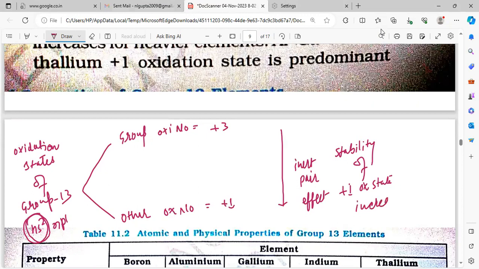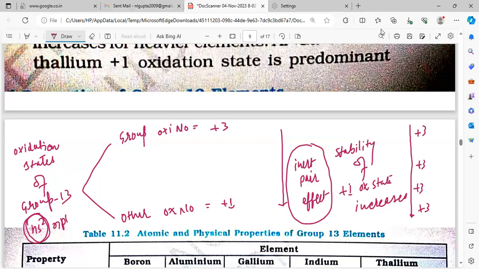The reason you already wrote. What is the reason? Because of the inert pair effect. Second, what will happen to the stability of the +3 oxidation state? Obviously, if the stability of +1 is increasing, then the +3 will decrease.